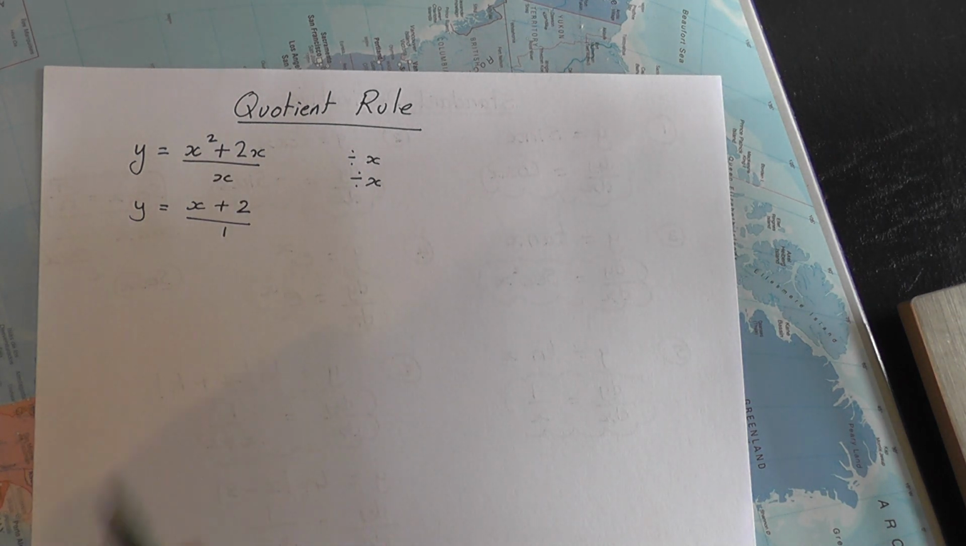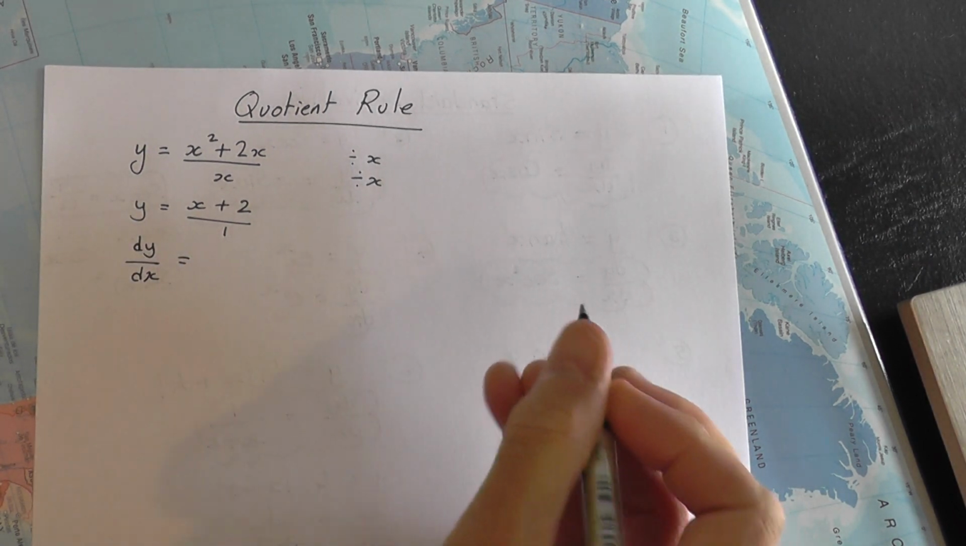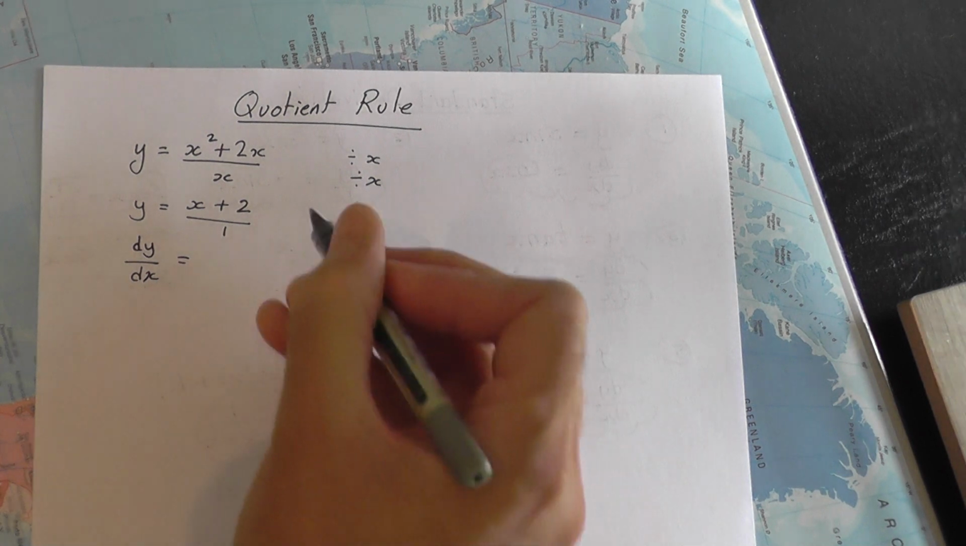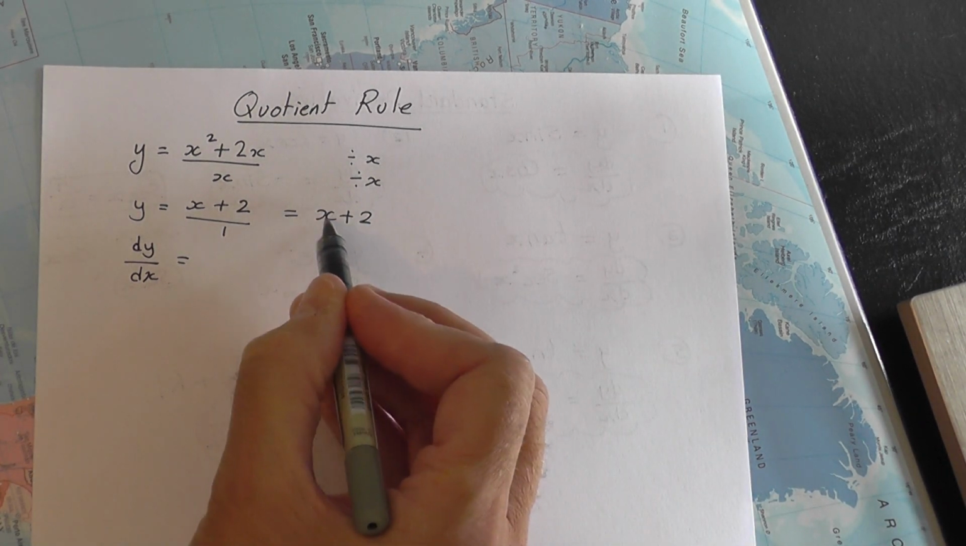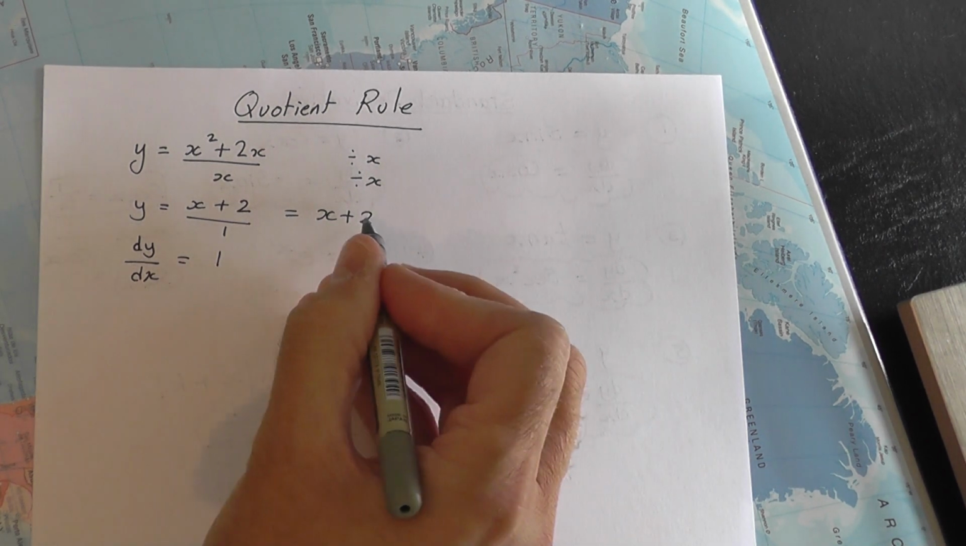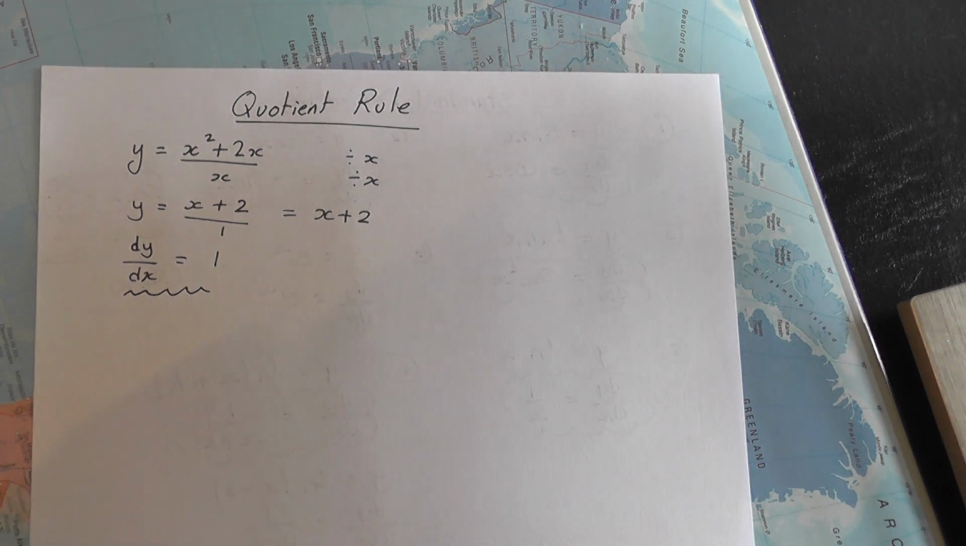Okay, so once you've got it like that, it's now easy to work out dy by dx. x plus 2 over 1 is obviously just x plus 2. dy by dx for the x is just 1. And dy by dx for the 2 is nothing. So there you go, dy by dx is equal to 1. And that's a very simple technique you can use in this question. And that's the way I would actually do this question given a choice.